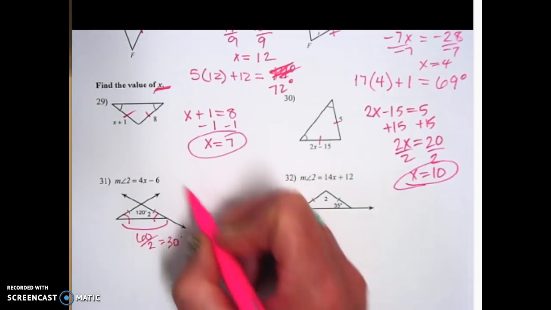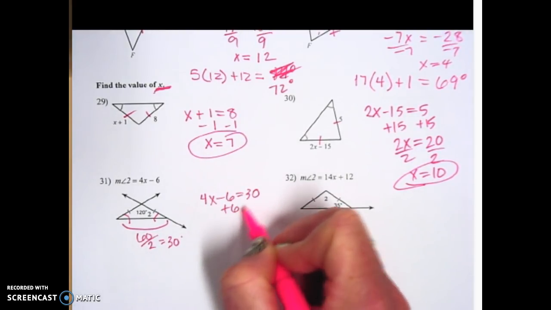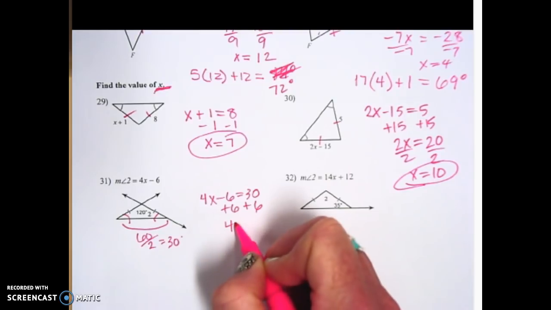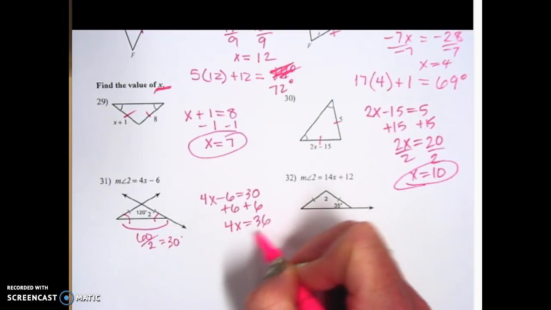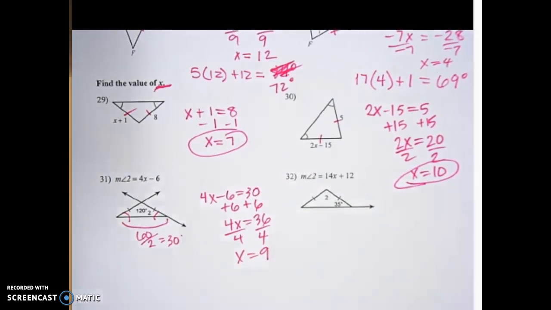So we're going to take the 4x minus 6, set it equal to 30. Add 6, divide by 4, so x should be equal to 9.